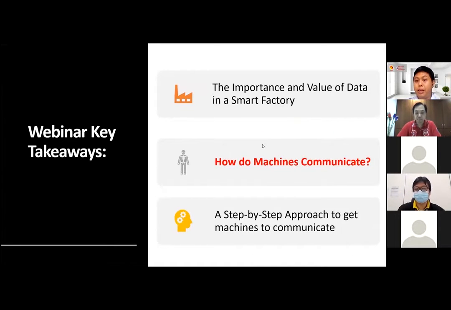So the next step of it will be, how do machines communicate, right? I think this question is always asked, right? And it always looks complex and complicated, but what I'm trying to share with you today is actually not very difficult, right? It's about understanding the right languages that the machines communicate and how to actually leverage on that to help you to connect machines together and then help you to generate data for yourself.